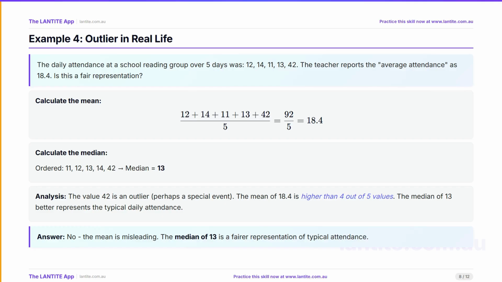Let's apply this to a real scenario. A school reading group had 12, 14, 11, 13, and 42 attendees across 5 days. The mean is 18.4, but look, that is higher than 4 of the 5 values. The 42 was probably a special event or open day. The median is 13, which much better represents what happened on a typical day. On the LANTITE, when you see a data set with one unusually high or low value, you should recognize the mean may be misleading and the median is often the better measure.